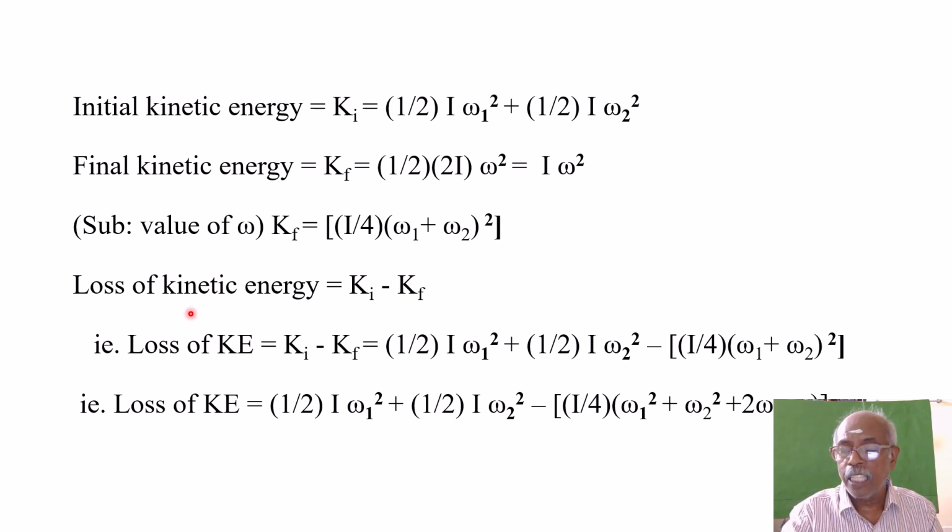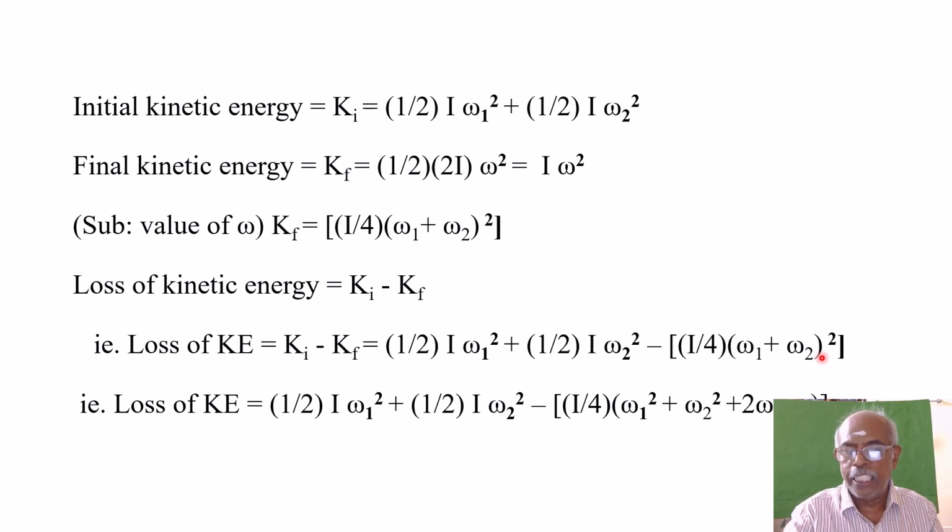Now, what is the loss of kinetic energy? Initial kinetic energy Ki minus final kinetic energy Kf. Is it not? Okay. So loss of KE is equal to Ki minus Kf. What is Ki? 1 by 2 into I omega 1 square plus 1 by 2 into I omega 2 square, minus Kf. What is Kf? I by 4, omega 1 plus omega 2 the whole square.